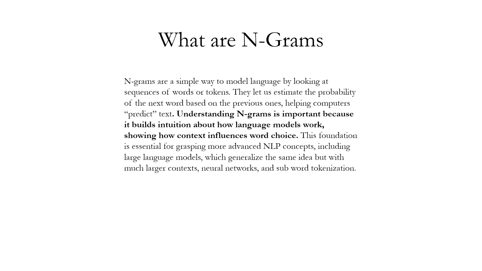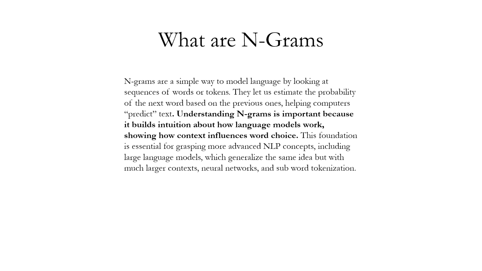So let's give a solid definition of what n-grams actually are. N-grams are simple ways to model language by looking at a sequence of words or tokens. They let us estimate the probability of the next word based on the previous ones, helping computers predict text. Understanding n-grams is important because it builds intuition about how language models work, showing how context influences word choice.